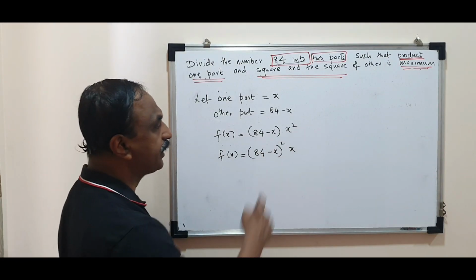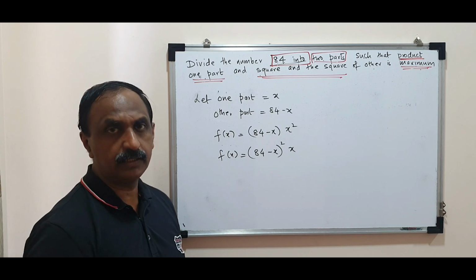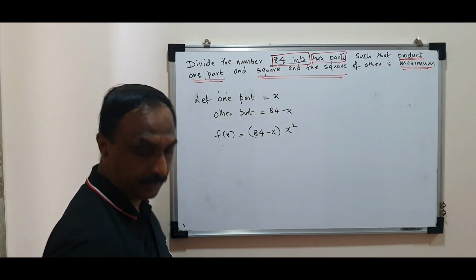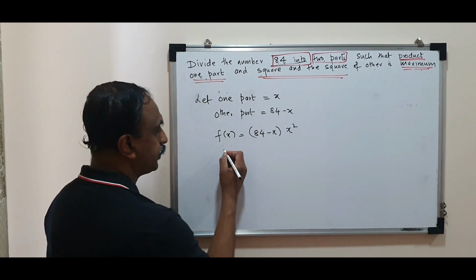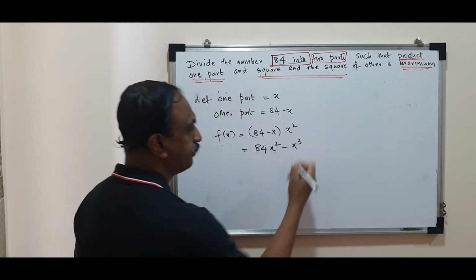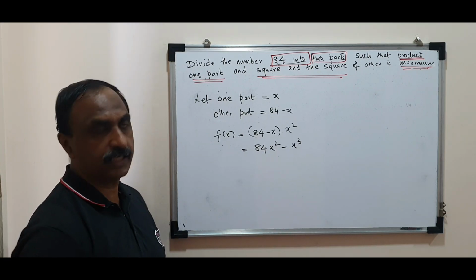But if you look at the derivative, this will be easy to differentiate. So I am going by the second method. So I can write this as 84x square minus x cube. Now that is the function which I have to maximize.